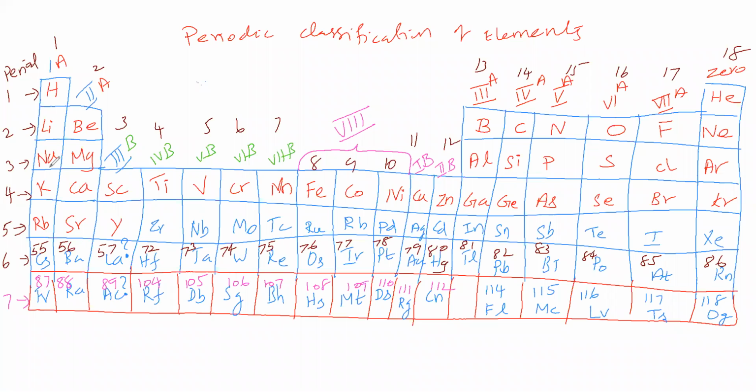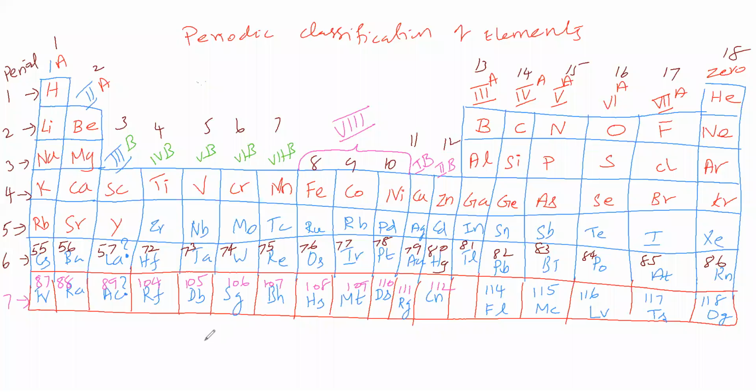So the first period contains 2 elements, called the shortest period. Second period contains 8 elements, short period. Third period contains 8 elements, short period. Fourth period contains 18 elements, long period. Fifth period contains 18 elements, long period. Sixth period contains 32 elements, longest period. Seventh period contains 32 elements, longest period.